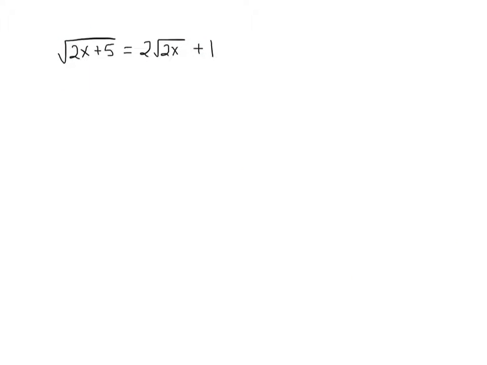Here's the last one that we're going to do. This one is trickier because this one has 2 radicals. And the first step, remember, is isolate one of the radicals. Well, this one is already isolated, so I'm just going to go ahead and square both sides. But this is where it gets kind of tricky.